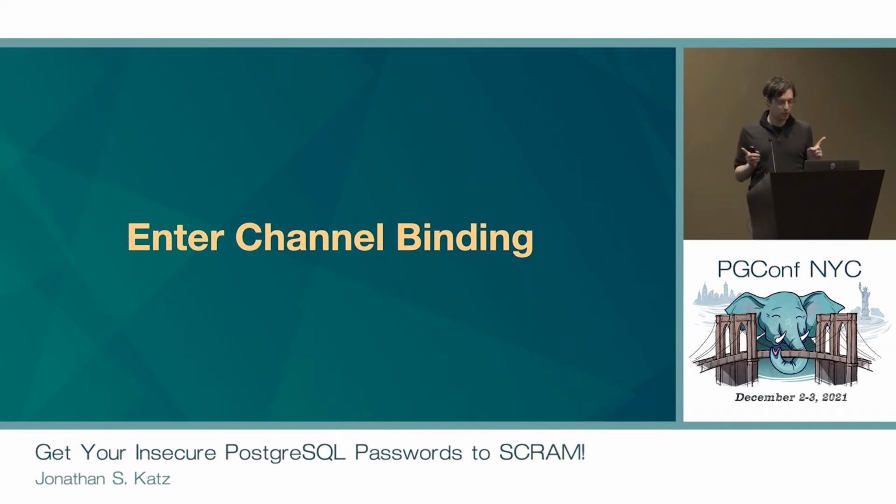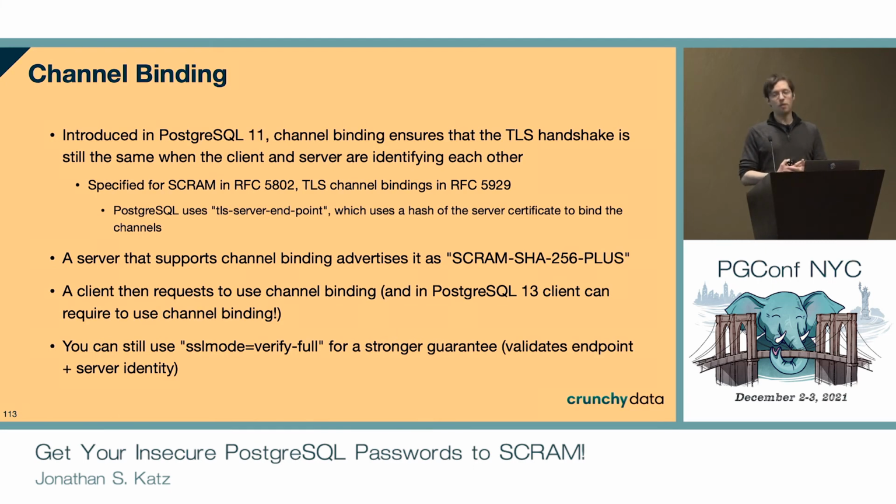But there's a few ways to avoid this. The principal one around SCRAM itself is channel binding. This is discussed in the SCRAM RFC, and this was introduced in Postgres 11 to basically ensure that when you do the TLS handshake, you're still talking to the server that you originally believed that you were talking to. And particularly for the client, it's: I am sure that I'm working with the Postgres server that I want to.